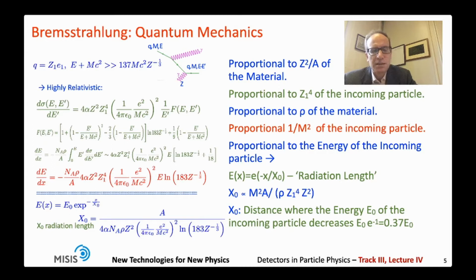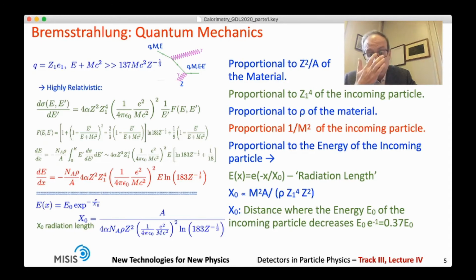So then you see that given all that, this can be put into the form of an exponential, where this exponential is a function of this X0, which is called the radiation length, and so this gives you the exponential behavior, and it characterizes the typical length in a certain material where the energy is decreased to about 37% of the initial energy.